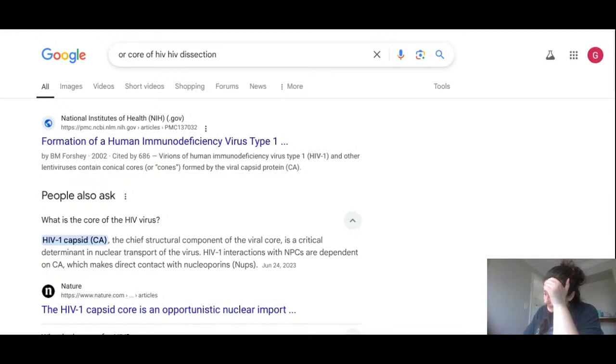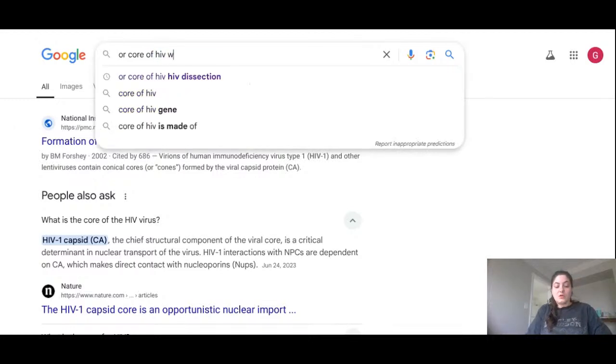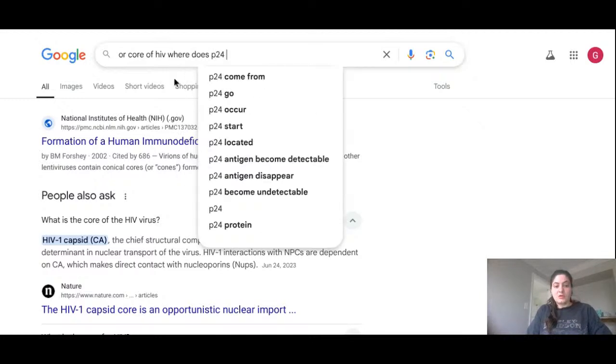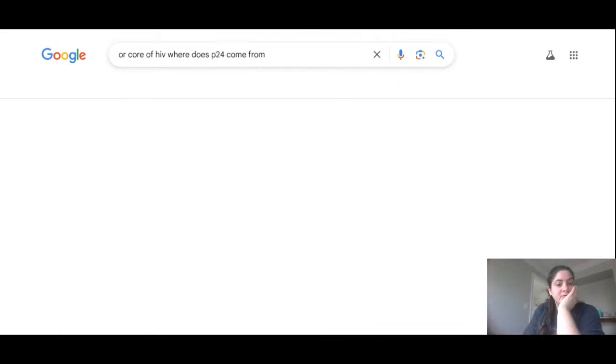So now I'm trying to understand how this actually works, like its processes. So in my head, what I believe is its processes is, okay, the protein comes from, where does this protein come from? Where does P24 come from?